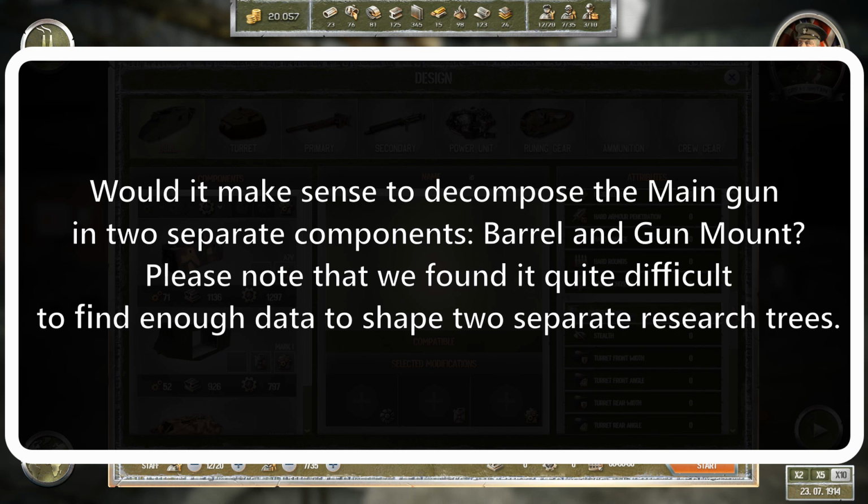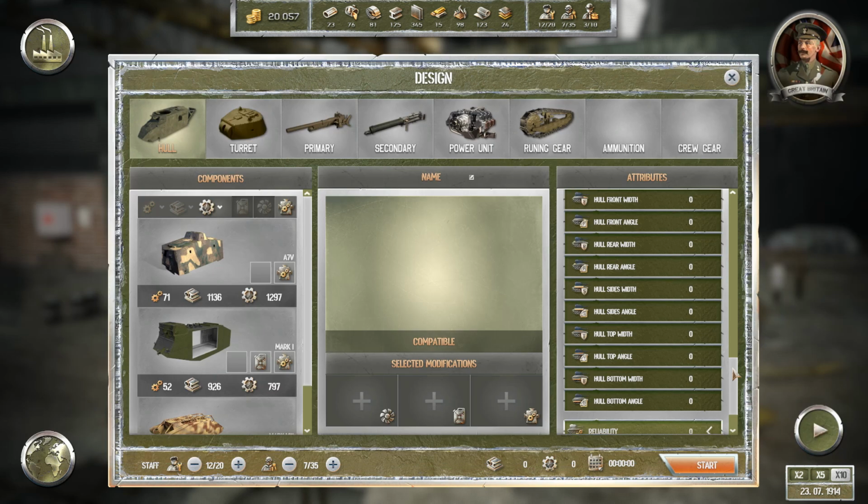Another question is if it would make sense to decompose the main gun in two separate components, barrel and gun mount. Please note that we found it quite difficult to find enough data to shape two separate research trees.